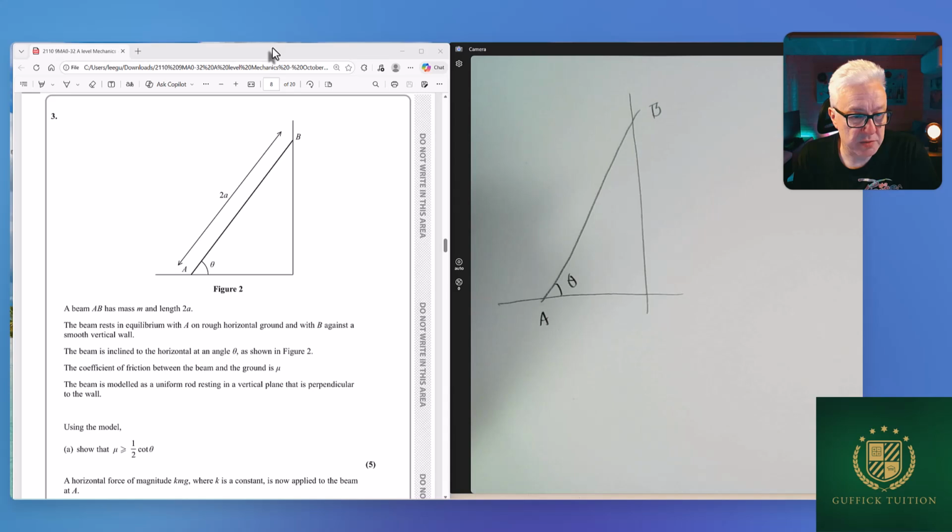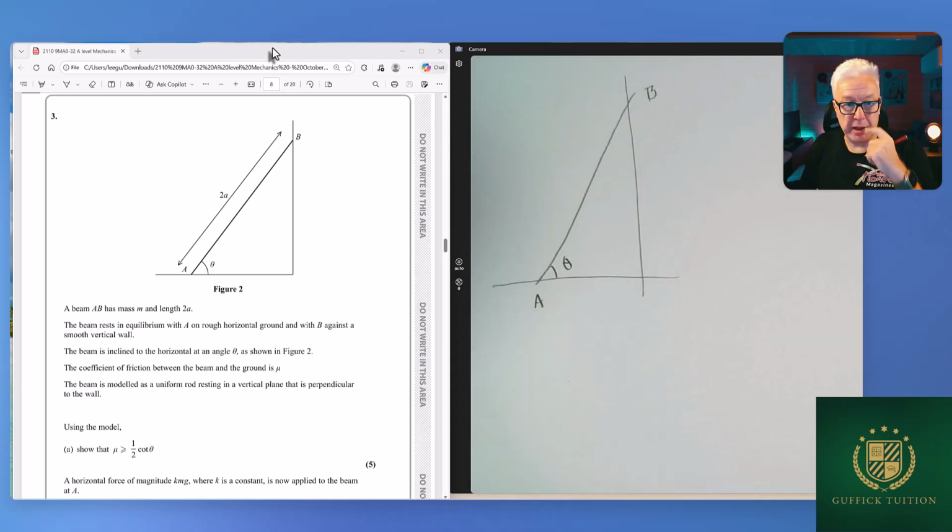The coefficient of friction between the beam and the ground is mu. The beam is modelled as a uniform rod resting in a vertical plane that is perpendicular to the wall. Using the model, show that mu is equal to a half cot theta. 5 marks, wow. So step 1, let's get our sketch going.